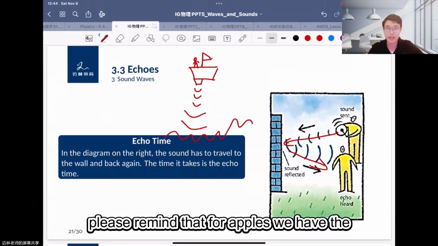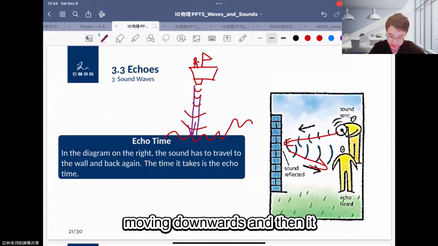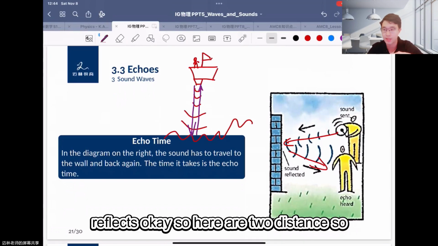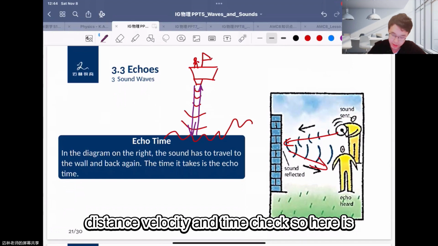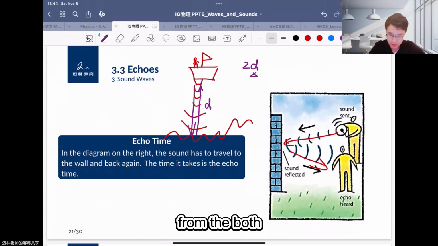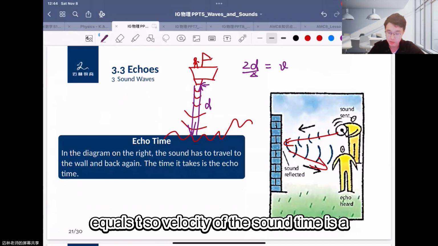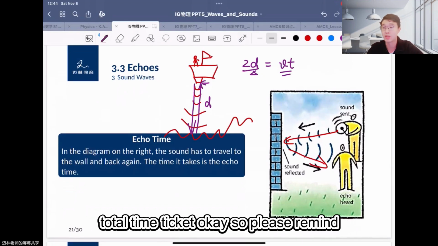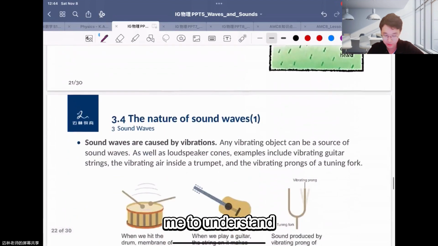Please remember that for echoes, we have two distances. First, the sound waves move downwards, and then they reflect. So here are two distances. If you want to use the formula for distance, velocity, and time taken, here the distance must be multiplied by two. The distance means from the boat to the sea ground. The two distances equal the velocity of the sound times the total time taken. So please remember here 2 times the distance. I guess echo time is also very easy for you to understand.